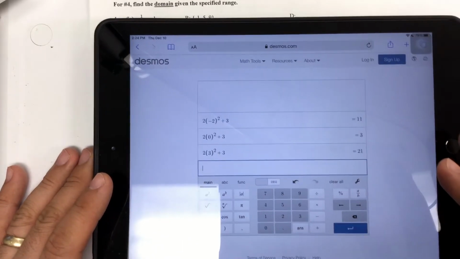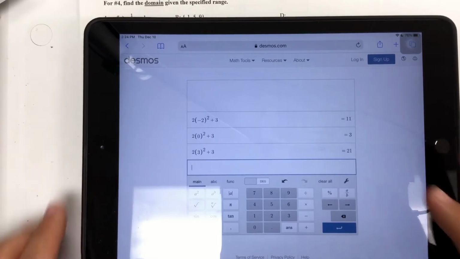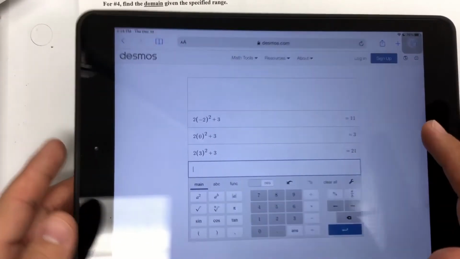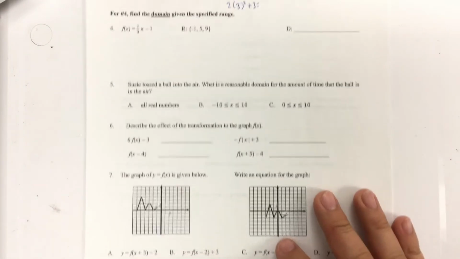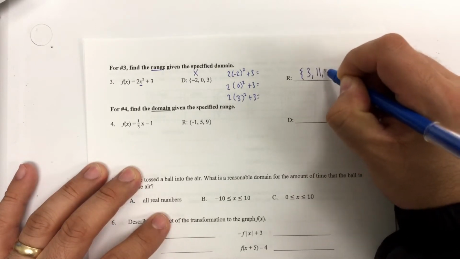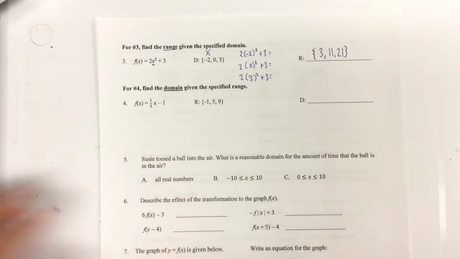So my values are 11, 3, and 21. We're going to put those in numerical order. So ascending, 3, 11, 21. So right here we have braces, 3, 11, 21.